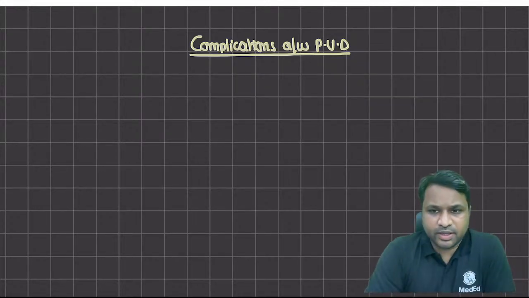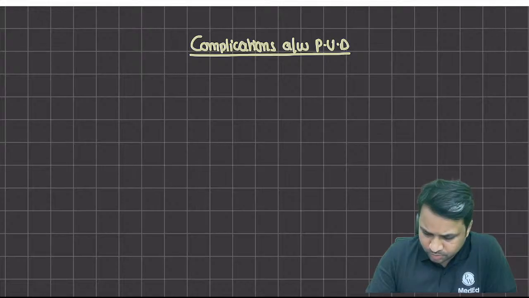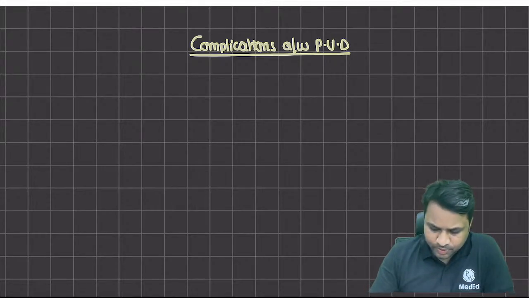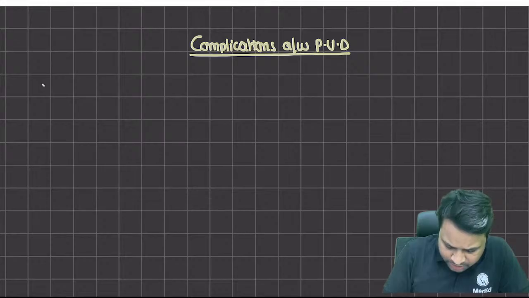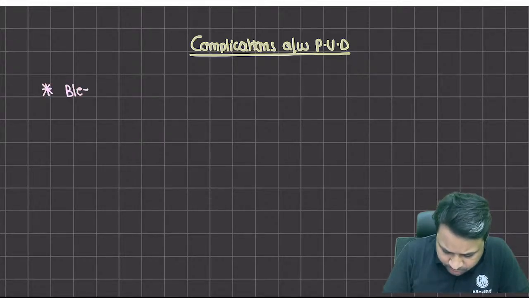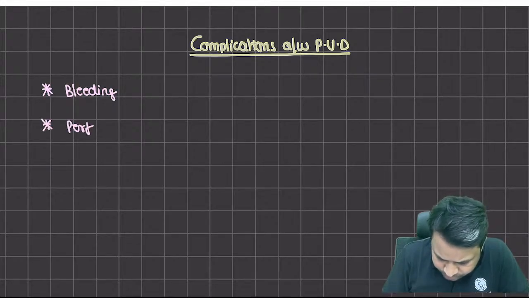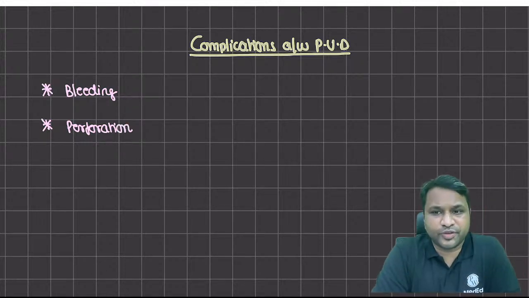Alright, so let's get started. Let's see the complications associated with peptic ulcer disease. There are two standard complications that you have. Number one, it is going to be bleeding, and number two, it is going to be perforation.